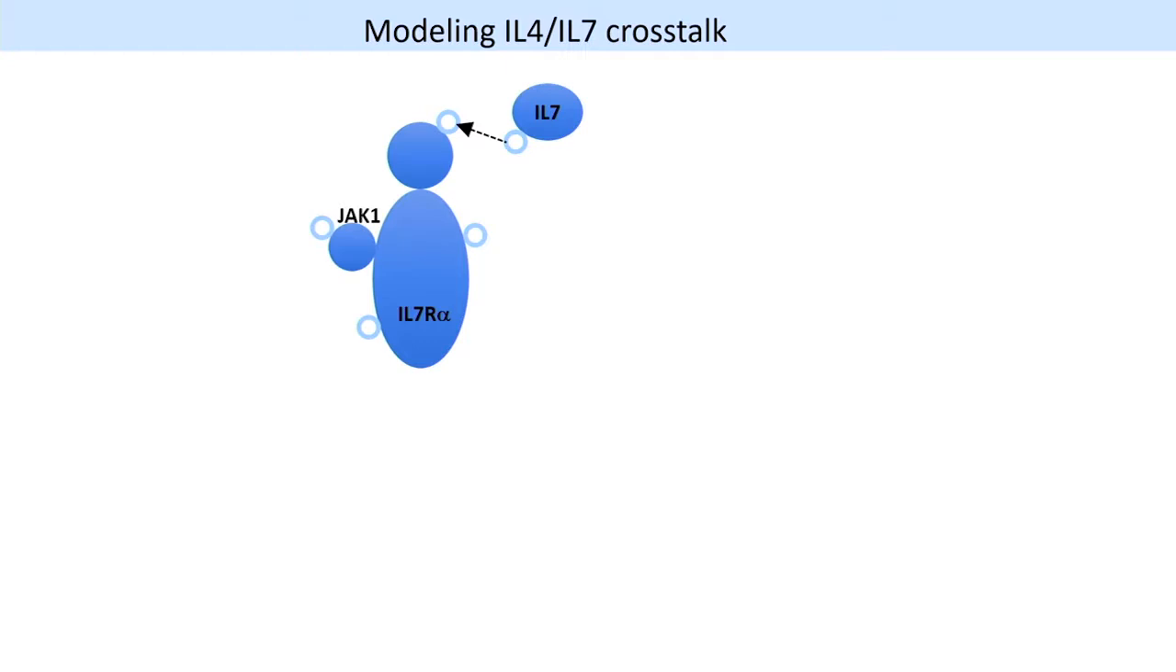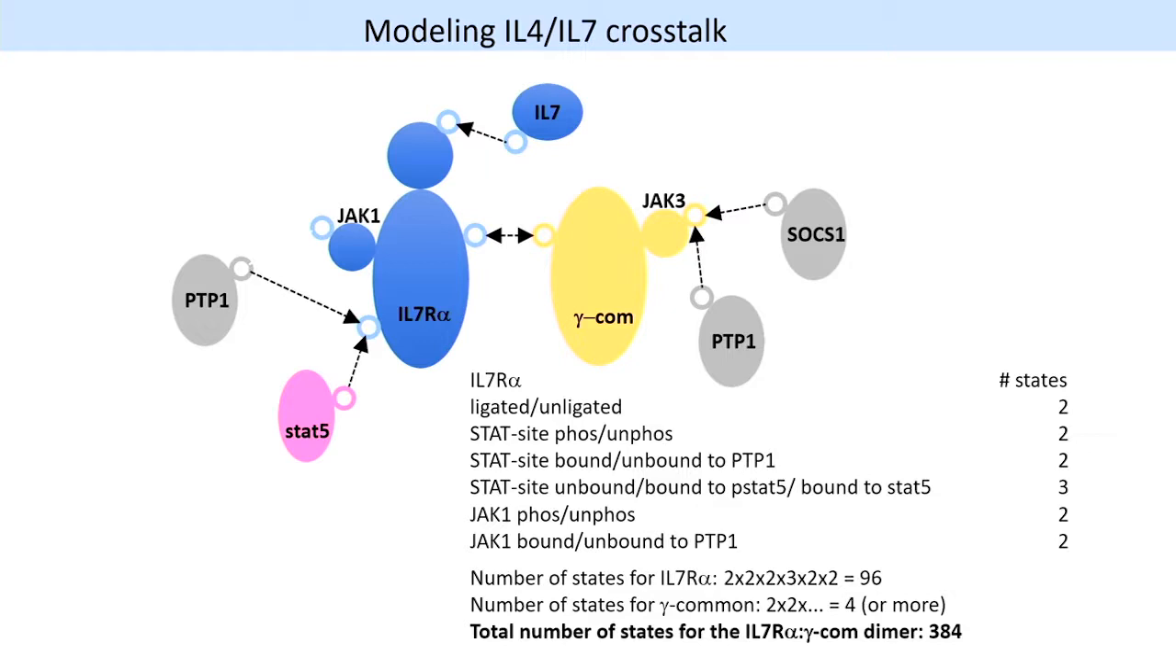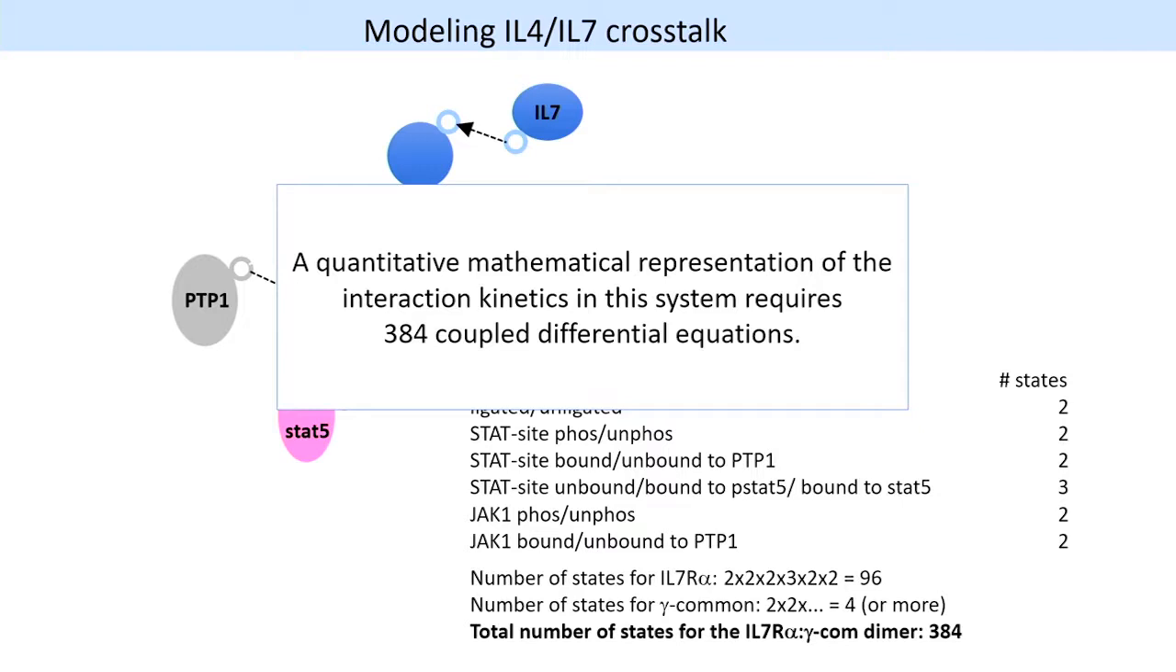So we have IL-7, the IL-7 receptor, the associated kinases, the common gamma chain. We have STAT5 in this case for IL-7. We have phosphatases and some other negative inhibitors. Now, if you count all the different states you have to model, and this is a very innocent looking system, yeah? So you have 2 states for the receptor, then you have different states for the STAT side, and so on. And you end up with 96 states here for the IL-7 system, 4 for common gamma, and overall, you have 384 states in this system, which is really a simple system. Yeah? So if you want to simulate this with differential equations, you need 384 coupled differential equations. Yeah? So the typical approach of doing this by hand seems a bit tedious.